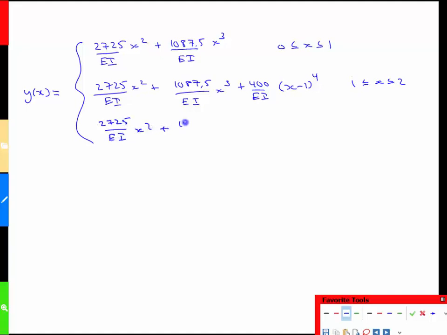And last but not least, we have all the same terms again, plus the one that applied on this interval, and then we had a last term which was negative 400 over EI (x minus 2) to the power 4, and that applied on the final stretch of the beam between x equals 2 and x equals 4. With all this information, we can actually graph the shape of this beam under this load and predict the deflection that's going to occur.